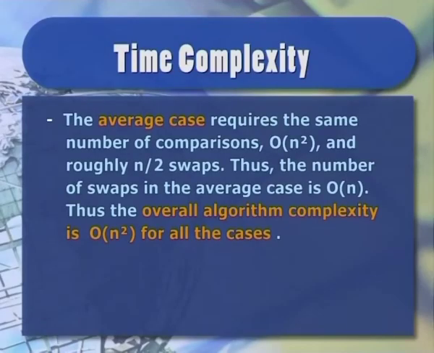The worst case for selection sort occurs when the list is sorted in reverse order. In this case, we perform one swap on each pass through the algorithm. So, the number of swaps is n, and the number of comparisons is the same as in the best case, which is order n square. The average case requires the same number of comparisons, order n square, and roughly n by 2 swaps. Thus, the number of swaps in the average case is order n. Thus, the overall algorithm complexity is order n square for all the cases.